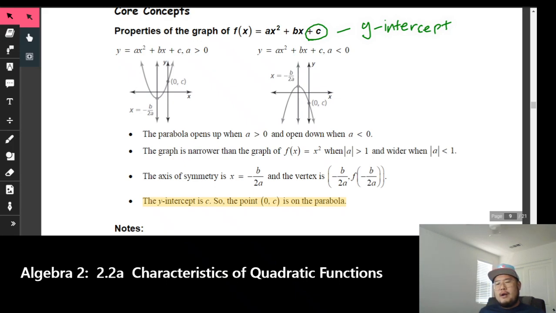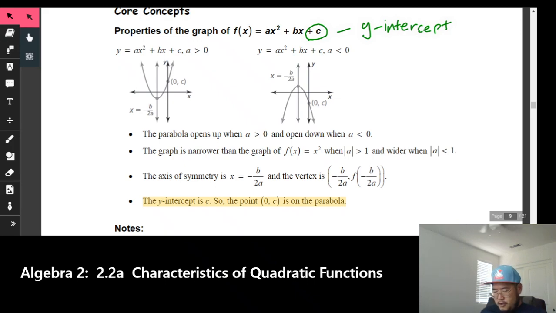So remember, I tried to tell you before that for the a value, we don't care about the negative sign. All we care about is what is the value of a. The negative sign, if there is one for a, that's going to tell us whether it's going to be a reflection over the x-axis. Okay, so that's how that is important.